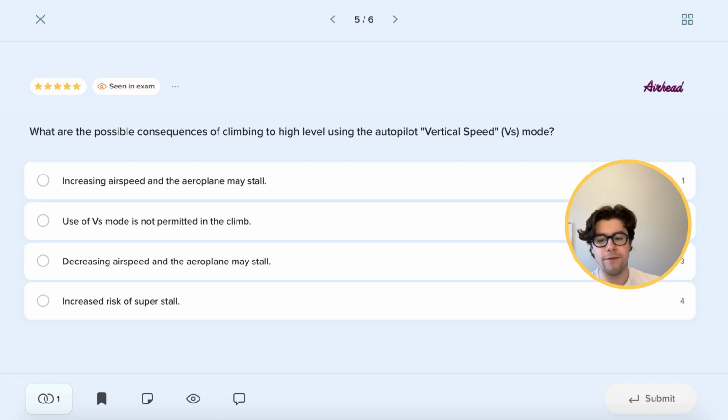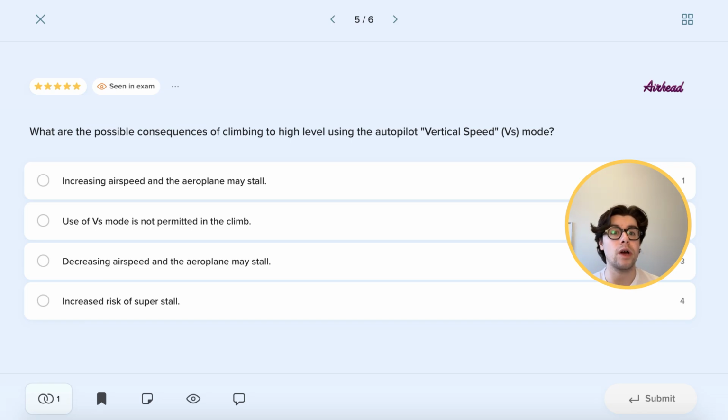For question number 5, what are the possible consequences of climbing to high level using the Autopilot vertical speed mode? So this question is a bit of a blend between the instruments and the stall topic. However, it's very important to remember how the vertical speed mode works. So vertical speed mode, generally speaking, will try to keep your vertical speed constant.